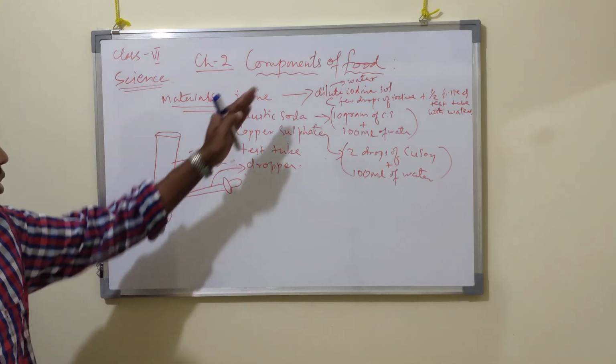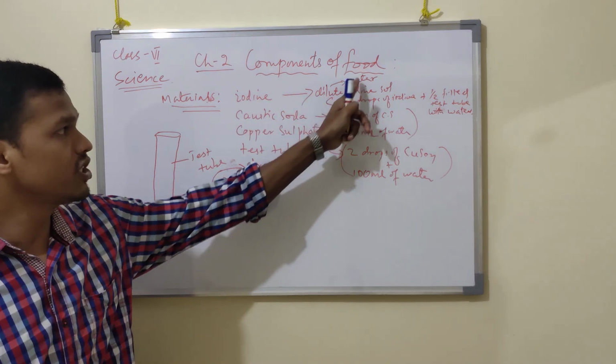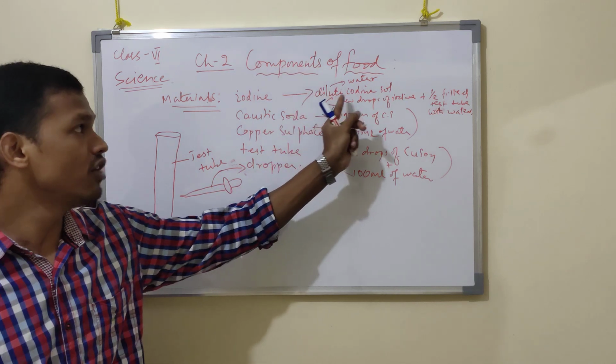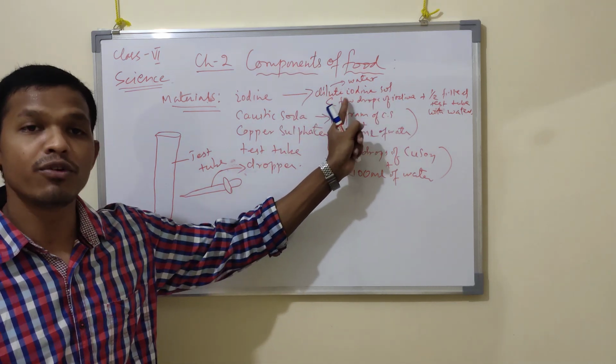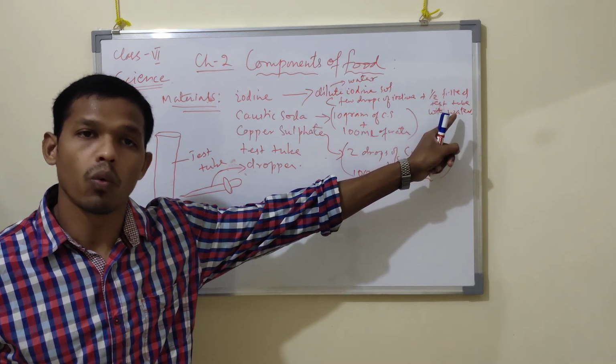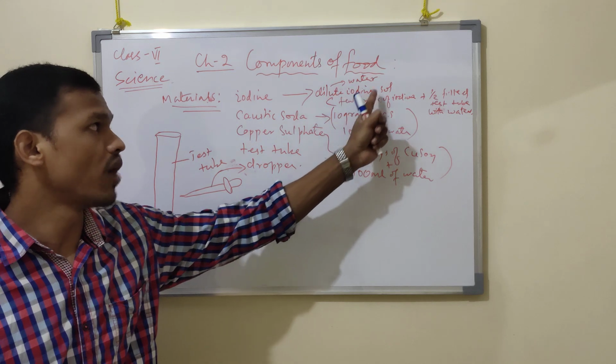Before testing we have to prepare the solutions. Here the iodine is dilute, which means it contains water. Dilute iodine solution is prepared by filling a few drops of iodine with water in a test tube and mixing them together.